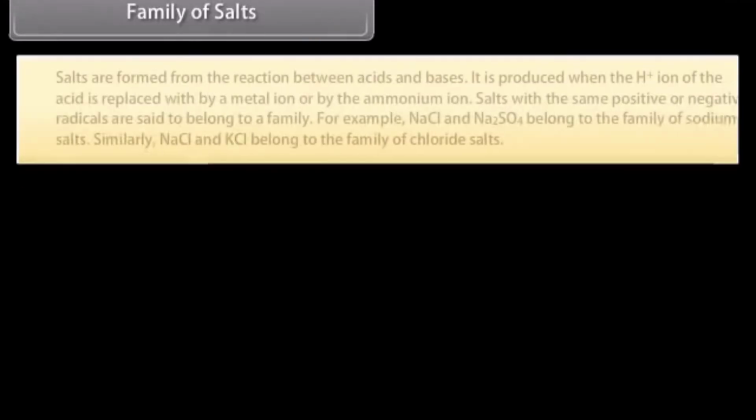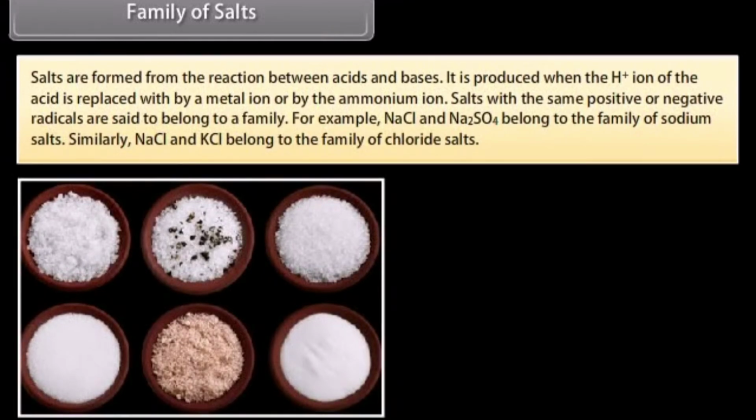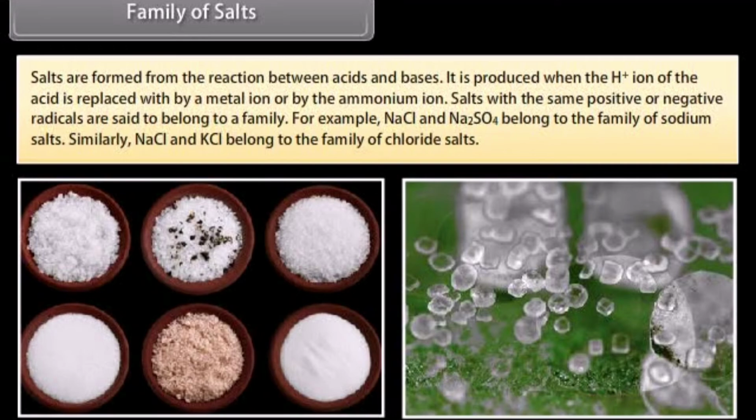Family of salts. Salts are formed from the reaction between acids and bases. It is produced when the H+ ion of the acid is replaced by a metal ion, or by the ammonium ion. Salts with the same positive or negative radicals are said to belong to a family. For example, NaCl and Na2SO4 belong to the family of sodium salts. Similarly, NaCl and KCl belong to the family of chloride salts.